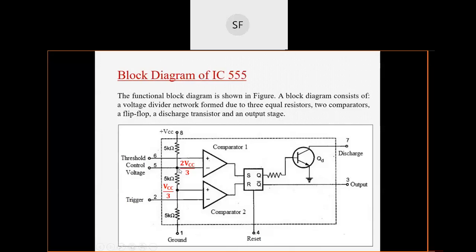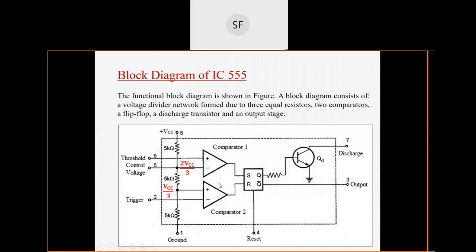Similarly, the voltage at this particular point with respect to ground is the drop across this resistance plus the drop across this resistance. So VCC by 3 plus VCC by 3 total becomes 2 VCC by 3. These 2 points are very important.